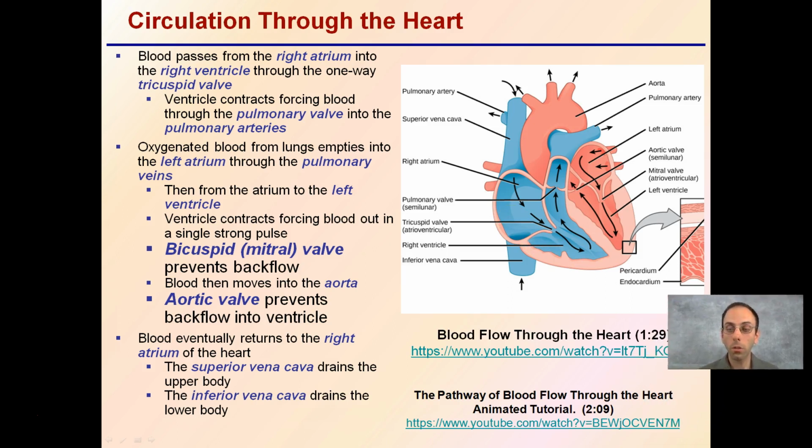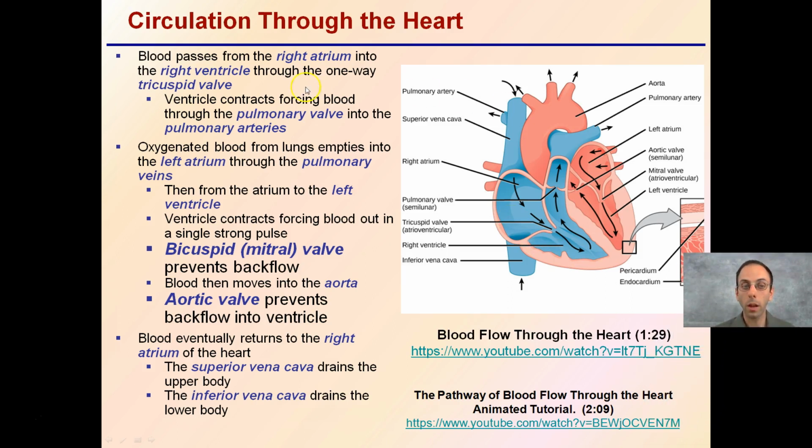Here's a couple other videos you're welcome to take a look at, but if you follow through these steps, you hopefully can follow the path of blood through the heart and understand when it goes through one chamber versus another. Keeping in mind both atria contract at the same time as do both ventricles. So keep that in mind as you're learning about the circulation through the heart.